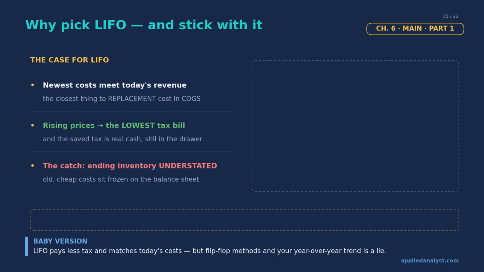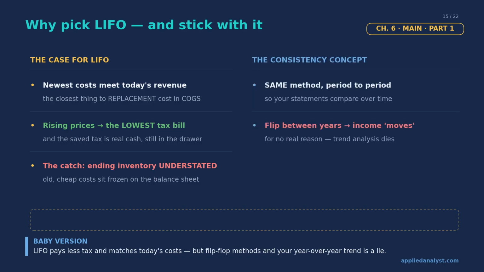The catch, a big one: ending inventory can end up badly understated because those old, cheap costs sit frozen on the balance sheet year after year. Now the guardrail, the judgment call a future financial analyst, a CFA, a financial advisor, or a portfolio manager gets paid to make. The consistency concept.